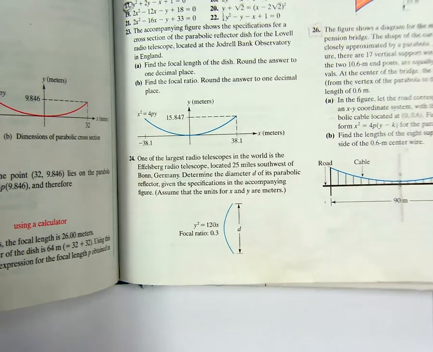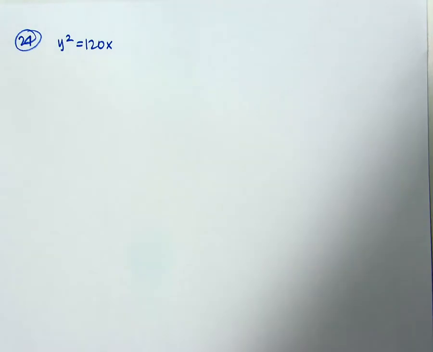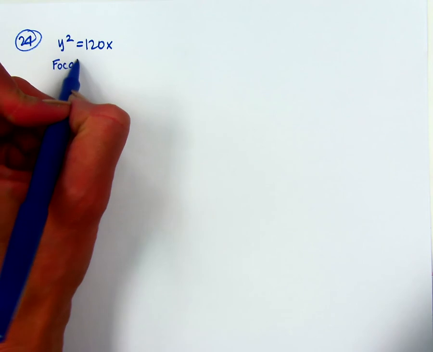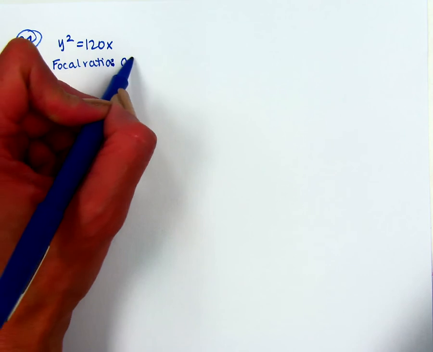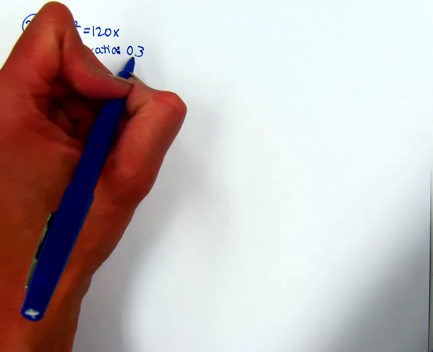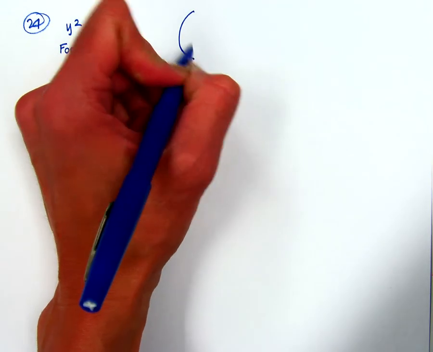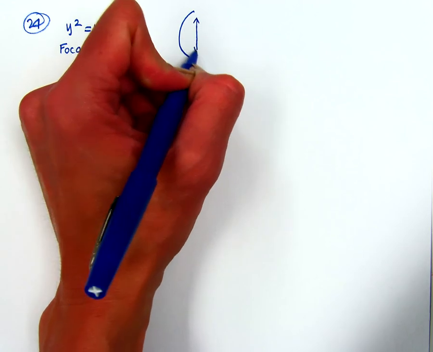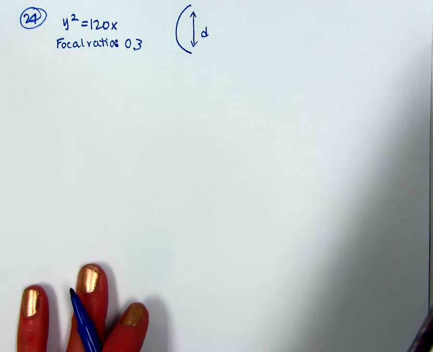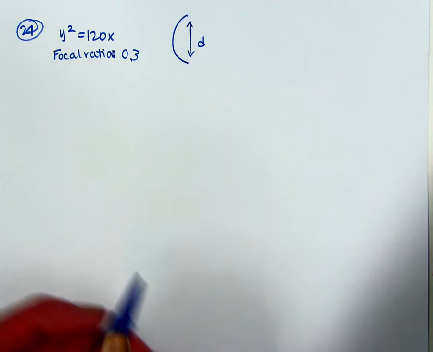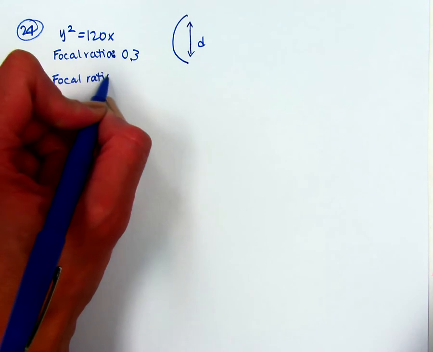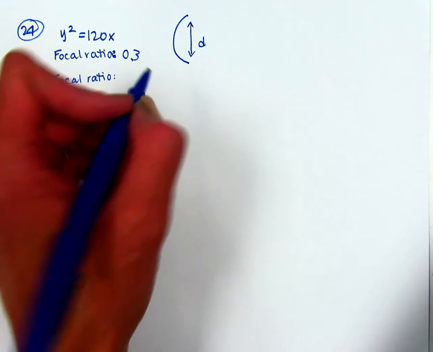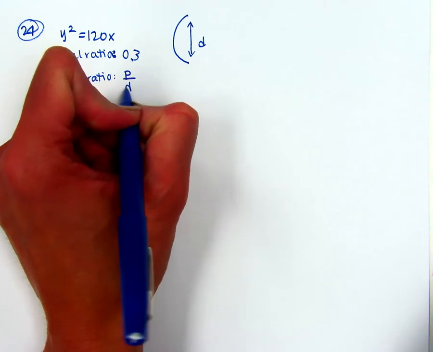All right, so they give us the equation. It says that the focal ratio is equal to 0.3. And it shows in the diagram that the diameter, so the parabola, opens to the right of this parabolic telescope. Now, a formula that you need to know is that the focal ratio of these disks or telescopes is P over D.